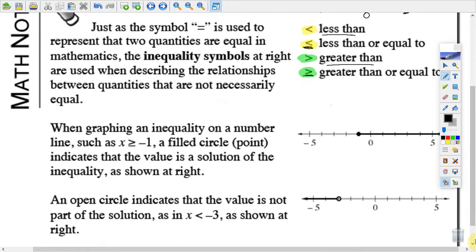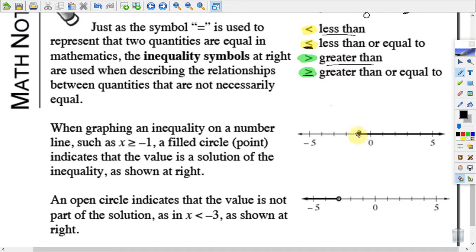When graphing an inequality on a number line, such as x is greater than or equal to -1, a filled circle or point indicates that the value is a solution to the inequality, as shown to the right. So we're going to put a point on -1 and we're going to color it in, and then we're going to shade to the right. This tells us the direction of shading. See, we have that arrow, that greater than here, it goes with the greater than there. Greater than or equal to, and the equal to tells us that it's a closed circle.